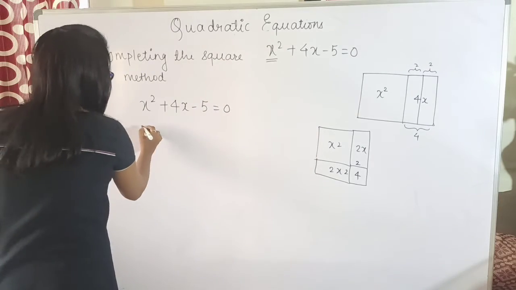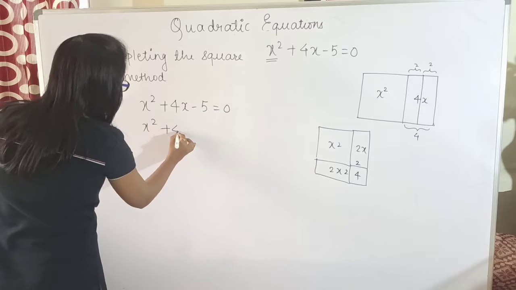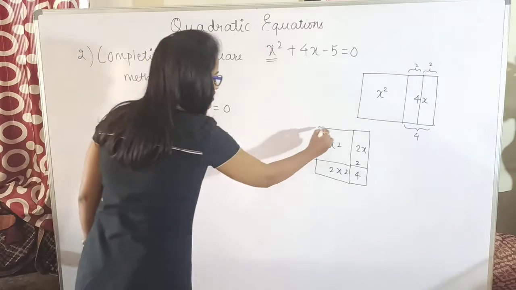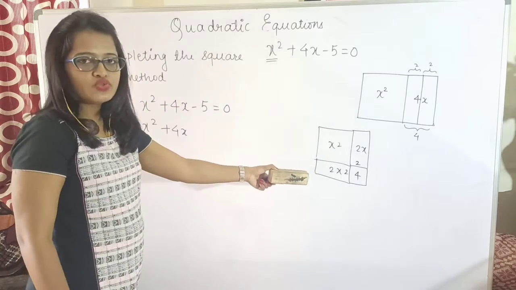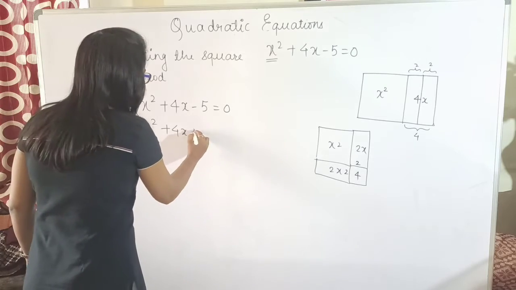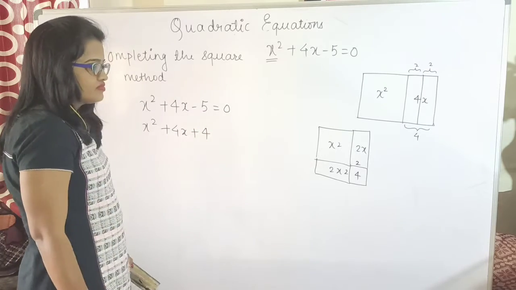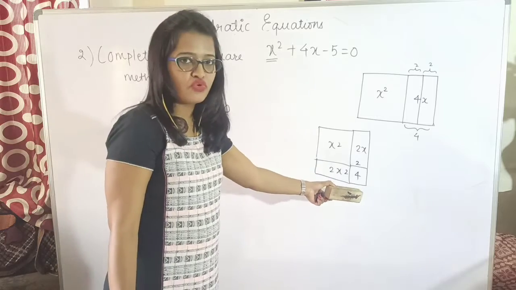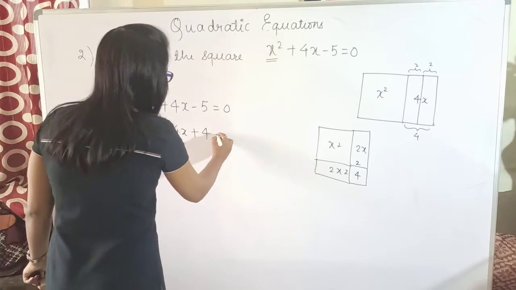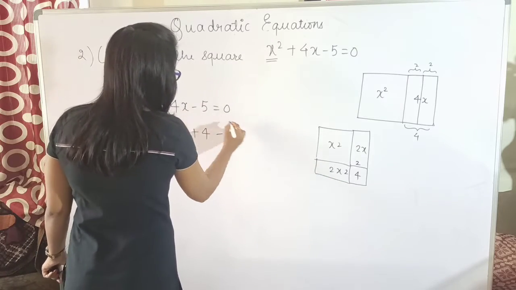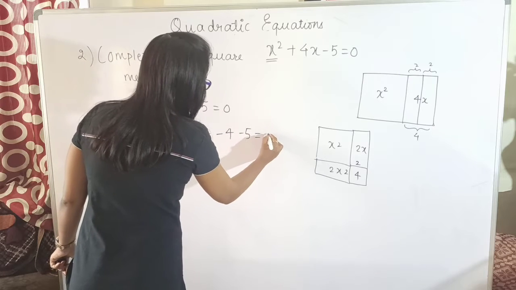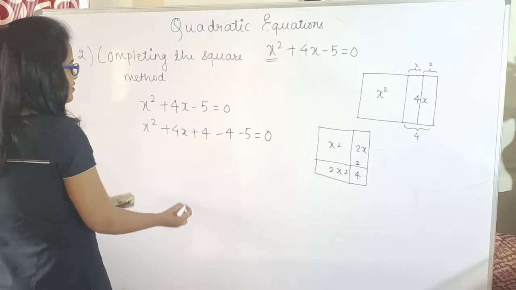Let us see. So x square plus 4x, that was the graphical representation. So as to complete the rectangle, I had added 4 to it. Since I am adding one 4, definitely I will be subtracting one 4 also, and this minus 5 term will remain as it is. Let us simplify.